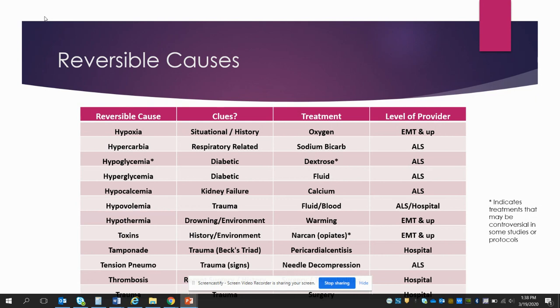Now, the ones that I put stars beside, and you're going to see that at hypoglycemia and then also at the use of Narcan with an opiate overdose under toxins, those are things that are going to be specific to your agency on whether they want you to treat them or not. We're still talking about them at both a state and a national level, but a lot of local protocols are taking those out because they're saying that the treatment of those things in cardiac arrest should not be done.